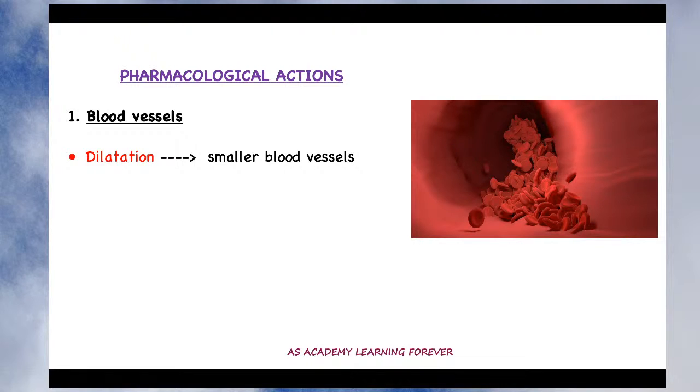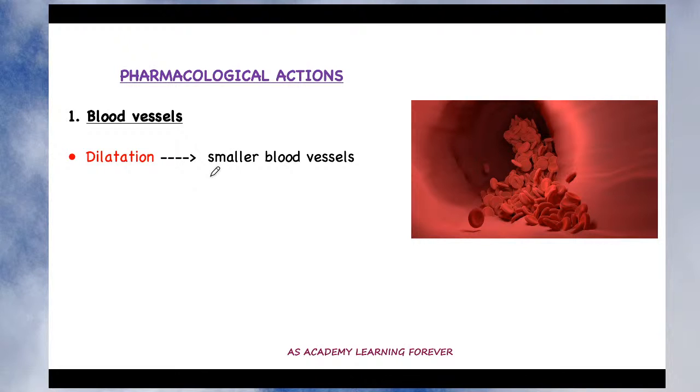The first action we'll study is the action on the blood vessels. Remember that the action on the blood vessel depends upon the size of the blood vessel and also the route of administration of the histamine. Let's see the effect of histamine based on the size of the blood vessel. In the case of smaller blood vessels, those which are small.